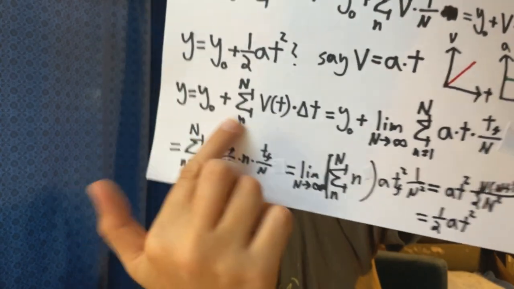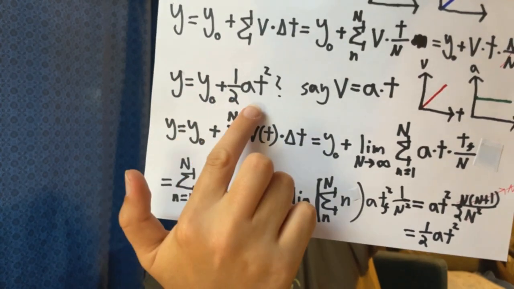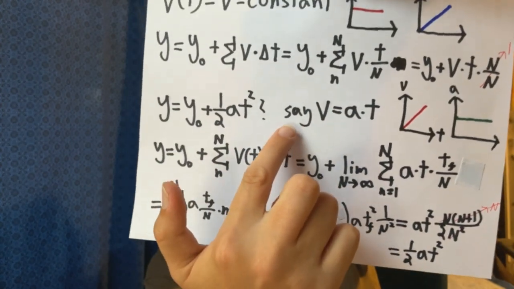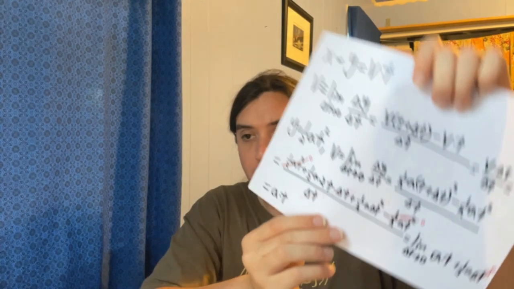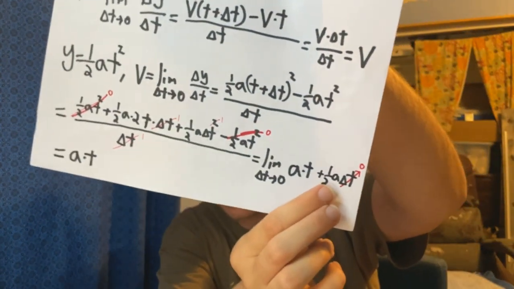But how do we get this 1/2 a t squared? Well, say we start with the equation that we got last time. What if we start with v equal to a times t, and instead of deriving that from 1/2 a t squared, we start with v equal to a times t, because that's the thing we are starting with. We're saying, what if something just keeps picking up speed at a constant rate?